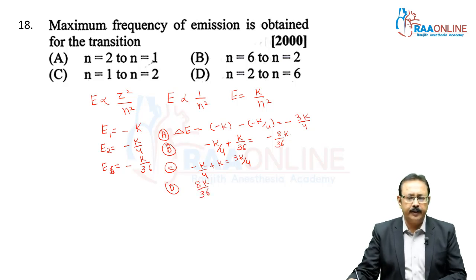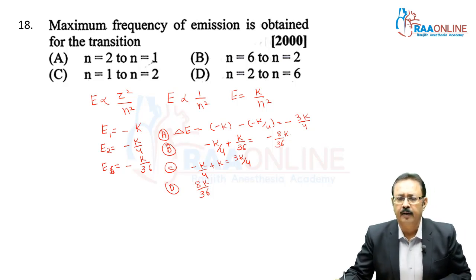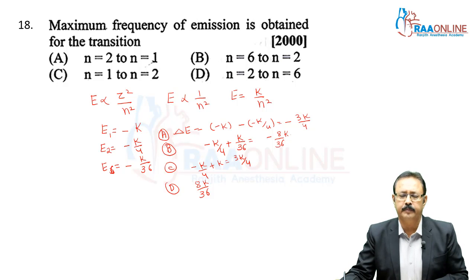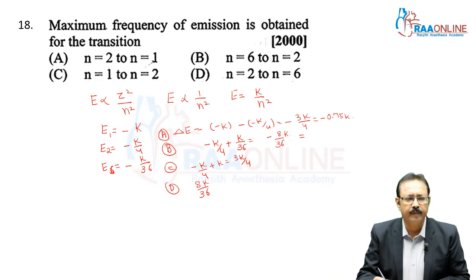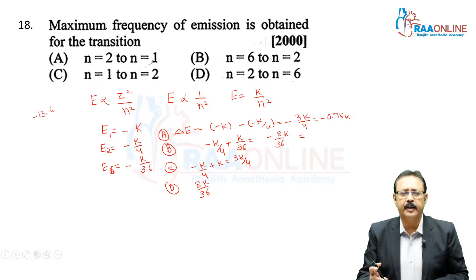So all energy we have with us. Which is the maximum? It is minus 0.75 K. So maximum is minus 0.75 K.